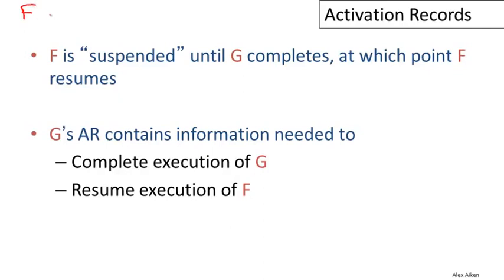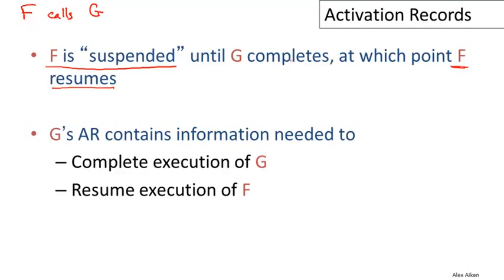Let's consider the situation where procedure F calls procedure G. Conceptually, what happens when F calls G is that F is suspended. F is going to stop executing while G is running. So G is going to be using the processor and all the resources of the machine. But when G completes, we want to start executing F again. F is going to resume. And so in between, while G is running, we have to save the state of the procedure activation of F somewhere so that we can resume it properly. And that's, again, what the activation record is for.